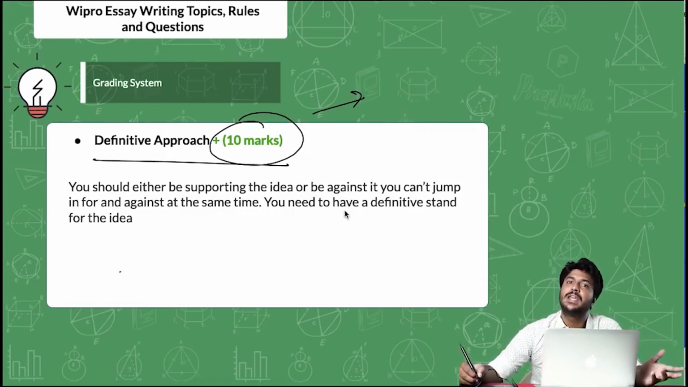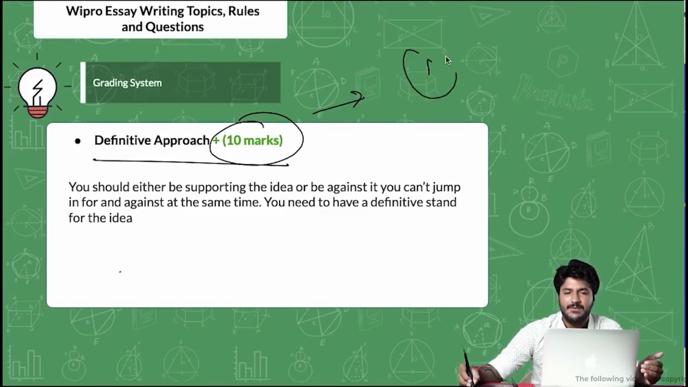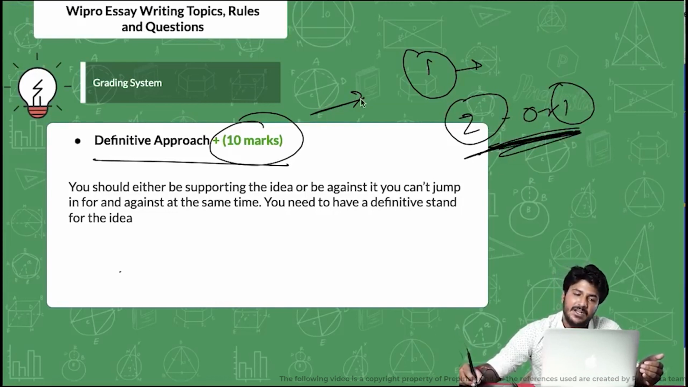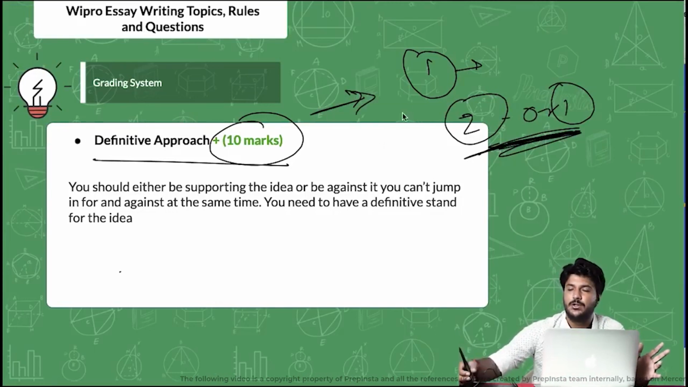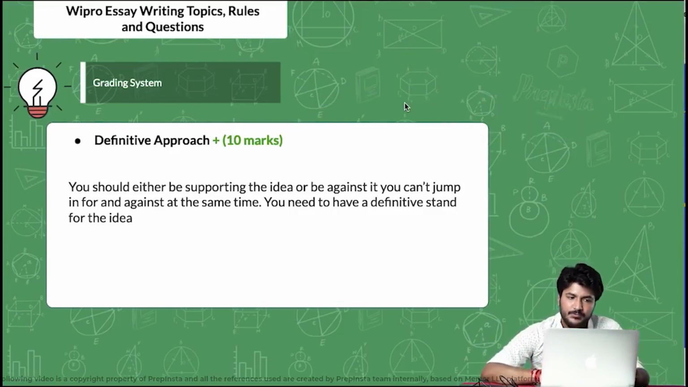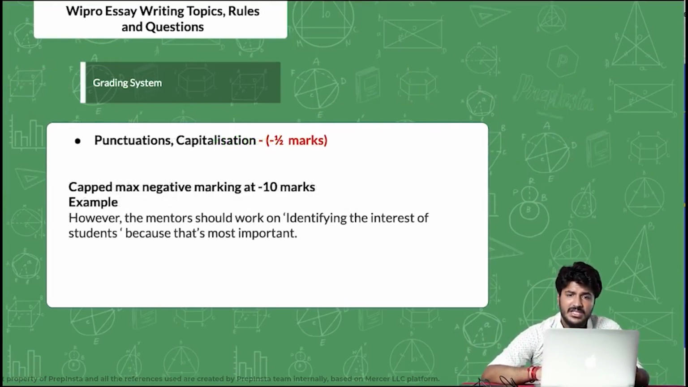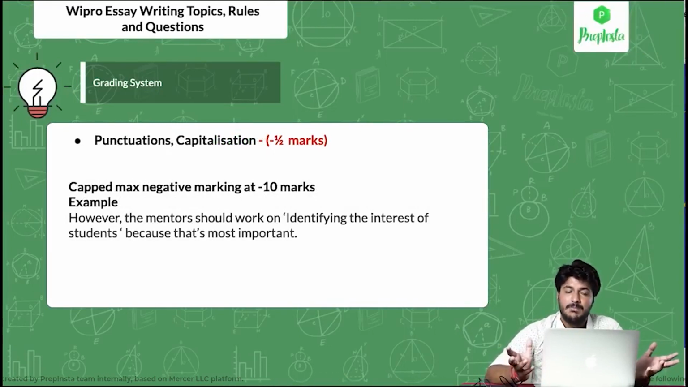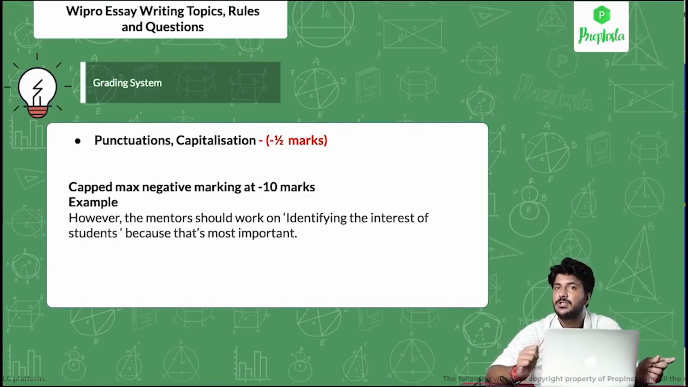Approximately, we do not know how much the penalty is, but automatically, if there's a definitive stand, you get 10 marks. If you sway away, let's say you were writing for the topic and one time you went against the topic, they're probably going to cut 2 marks, or 1 mark. We are not sure about exactly this, but we definitely know that 10 marks is the maximum given for definitive approach. So make sure that you follow this.